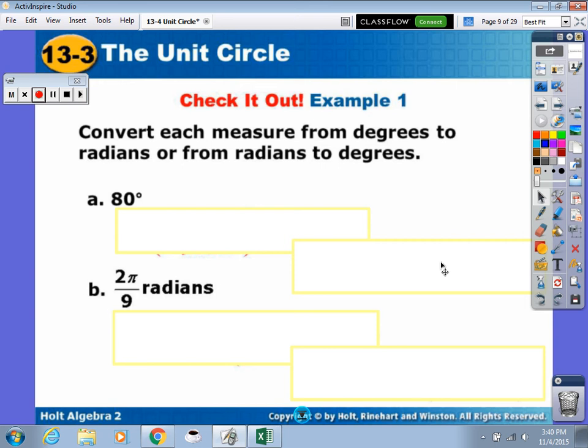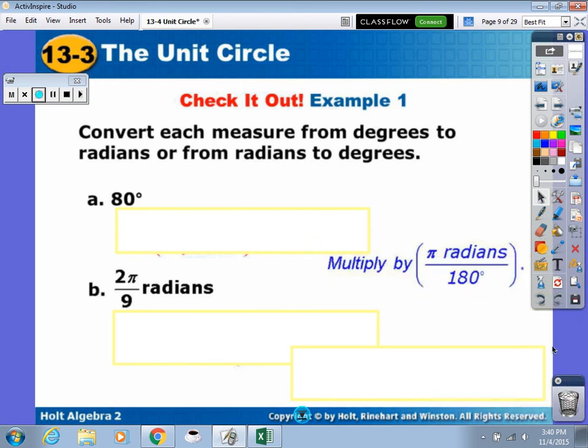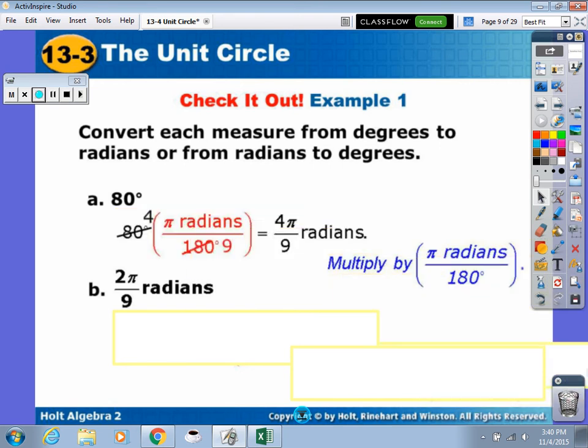Okay, for 80 degrees, we're starting with degrees. Our conversion factor is 180 degrees is pi radians. They're going to indicate to multiply by this, but we can use our dimensional analysis. The degrees cancel out if you keep them in opposite corners, if you will, of this table. And we end up with 4 pi radians.